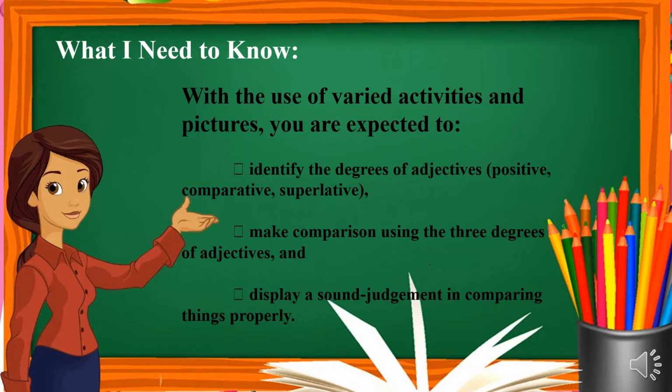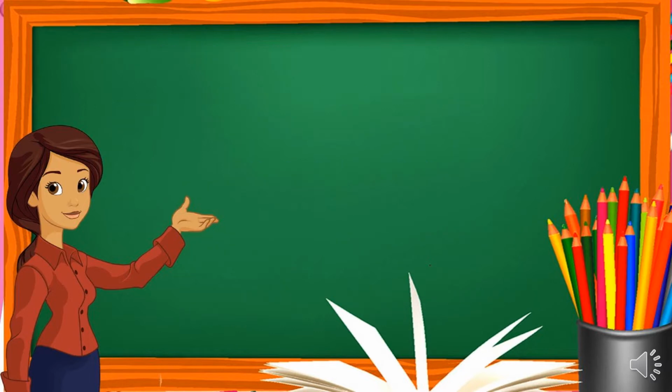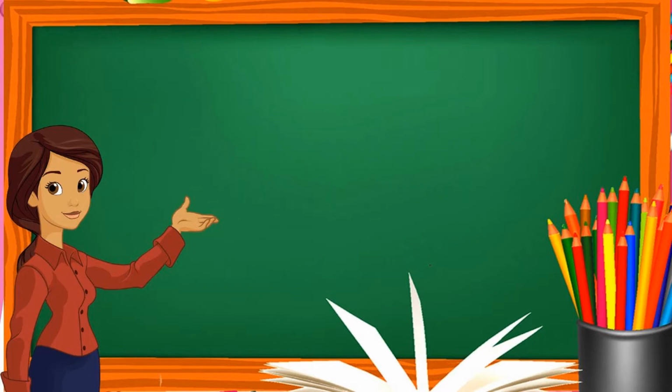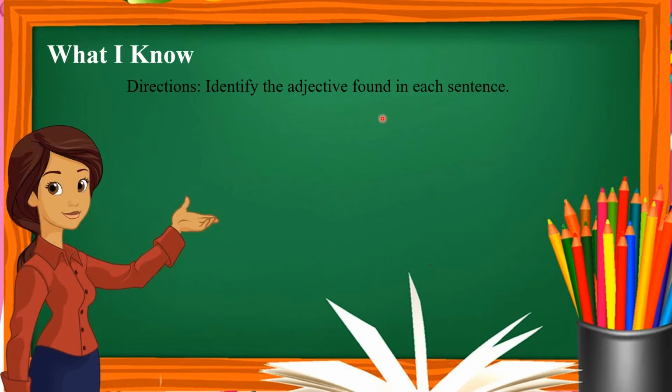But before that, let's have a short review on our previous lesson about adjective. What is an adjective? Everybody? It is a word that modifies or describes a noun or pronoun, right? Okay, another activity here. Identify the adjective found in its sentence. So here's a sentence, and you will identify the adjective. Okay, first one. Look at the picture.